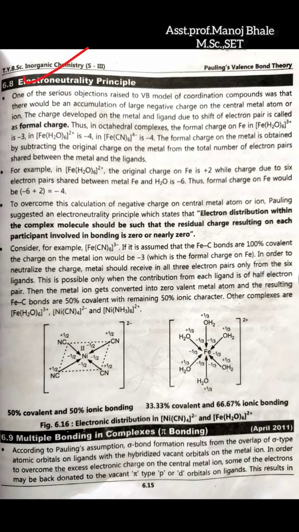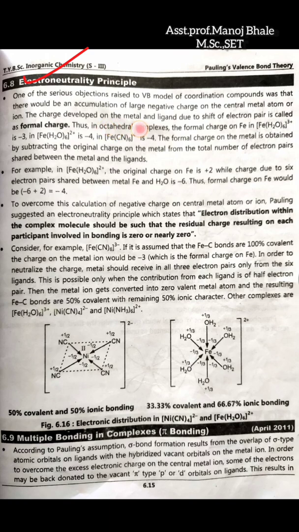That is the electroneutrality principle which is given there. In the electroneutrality principle, the charge developed on the metal and ligand due to shift of the electron is known as a formal charge.